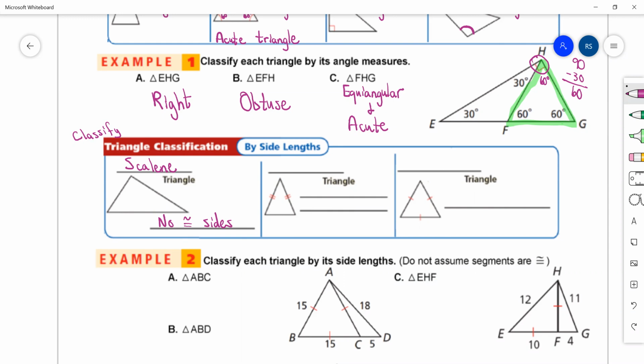Now, if there's at least two sides that are congruent, so this one, we're going to say at least two sides, at least two congruent sides, which that's marked by these little bars right here. This is an isosceles triangle.